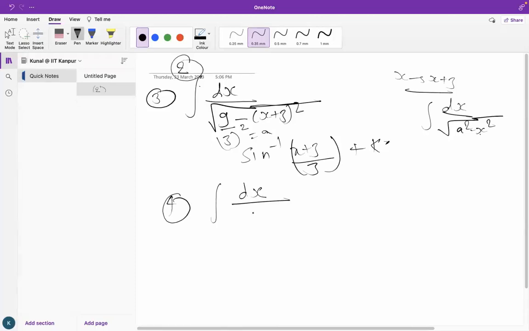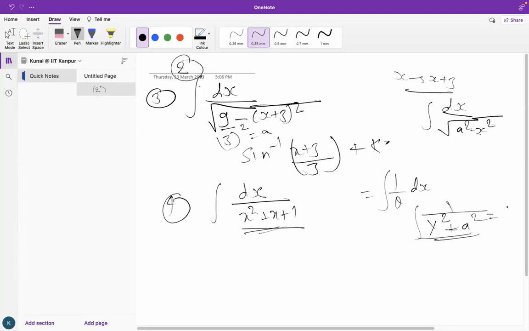dx by x square plus x plus 1. So this is of the form 1 by something quadratic, right? This is a quadratic function, and we have to integrate this. So what is our approach? We have to convert this integrand to a basic standard algebraic integrand that we read yesterday. So either we convert it into something like y whole square plus a square, and we know its integration is 1 by a tan inverse y by a. So we can do that.